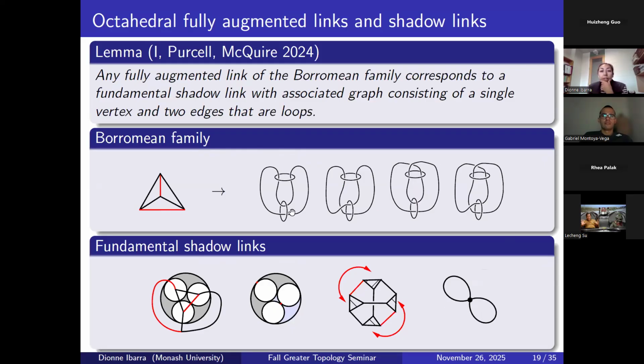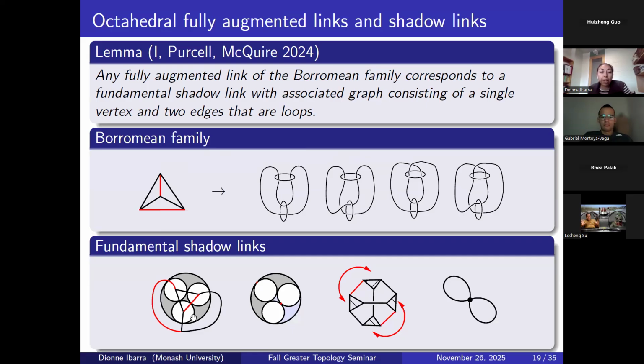Okay, so this is the Borromean ring family. And these are all octahedral fully augmented links. And in particular, all of them correspond to this nerve here. Okay, so for this nerve, we have the following circle packing. And the dimers of this nerve actually also tell you how to glue these triangular faces in the circle packing.